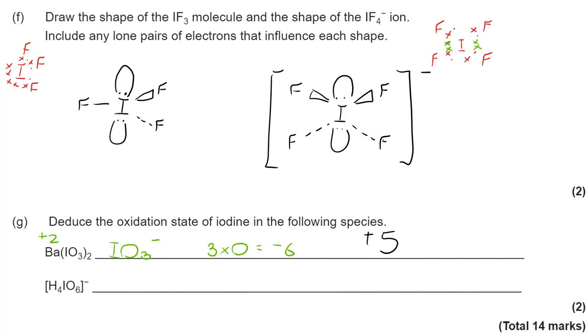On the H4IO6- ion, my 4 hydrogens are +1 each, so that's +4. My 6 oxygens are -2 each, so that's -12. And that means that when I can work out the remainder, the iodine to take us up to -1 is +7.